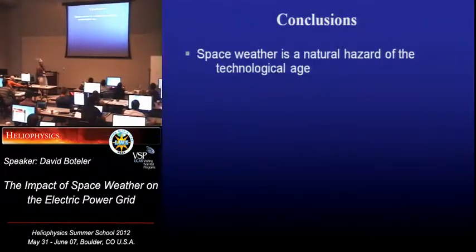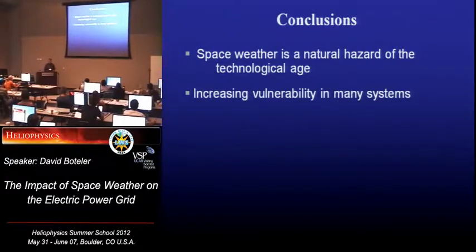So, right. The conclusions I'd like you to take away are that space weather is a natural hazard of the technological age. It's one of the harder ones to explain to people because people can feel earthquakes and they can see floods. They can't see a magnetic storm. And in many systems, there's increasing vulnerability. It's been quite fascinating to look at for completely different reasons on satellites, on power systems, pipelines, a whole other range. But the general trend is increasing vulnerability.